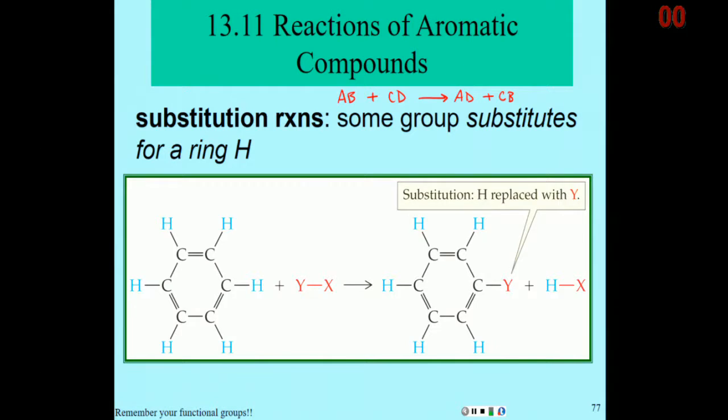So some group is substituting for a ring hydrogen. In this case, this shows as the hydrogen on the right side being replaced with a Y atom. So the Y goes on to the ring, and the hydrogen goes to X. And so you're having a replacement, a substitution of what is connected to the ring, and the displaced atom goes connected to the other half of the reactant molecule.